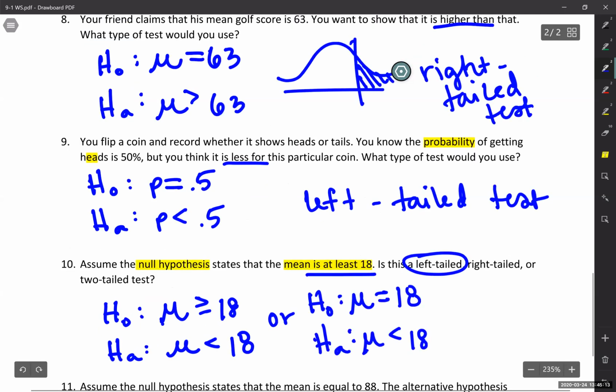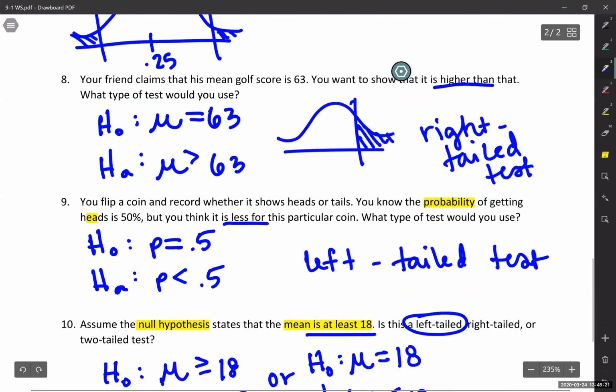All right, so that is it for this section. And we will get into this a lot more about hypothesis testing in 9.4. We're going to spend a few days working on 9.4.